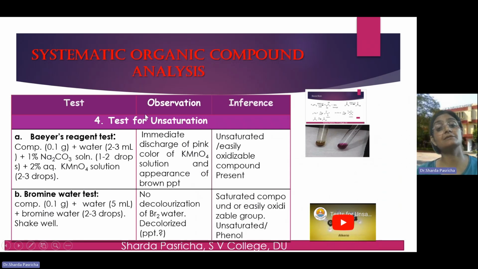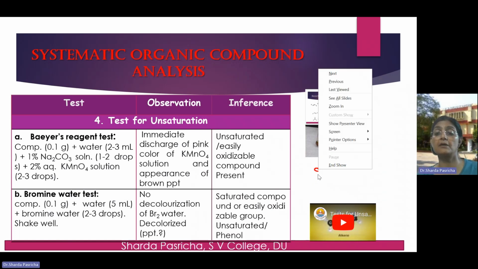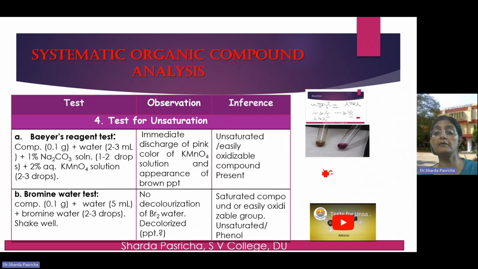Next is the test for unsaturation. We need to find out whether the compound has a carbon-carbon double bond or carbon-carbon triple bond, or it has an easily oxidizable group. For example, phenols are easily oxidizable, even aldehydes like benzaldehyde are easily oxidized. So the first test is the Baeyer reagent test.